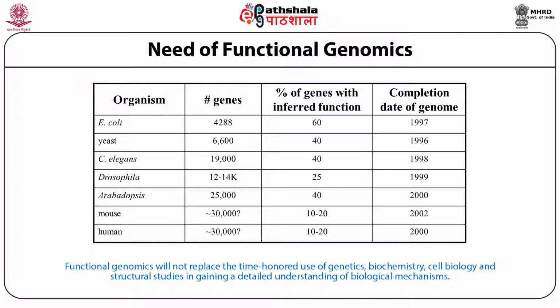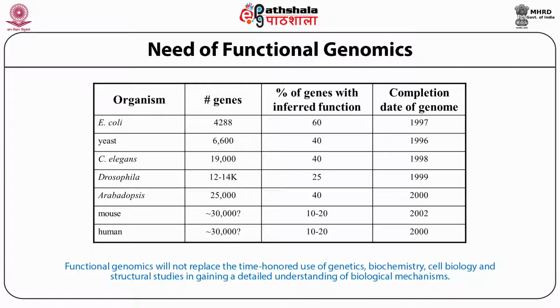mouse about 30,000 genes, and human about 30,000 genes. But only a fraction of gene functions has been predicted so far, despite the fact that these sequences have been available for a long time. For example, for the human sequence, only 10 to 20% of the information is inferred, although it was available in 2000. Similarly, the mouse was sequenced in 2002, and still only 10 to 20% of the information is inferred.